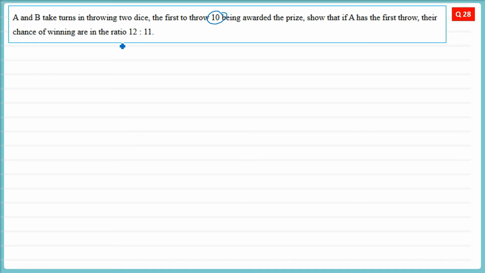Now we are going to do this question in a different way. If you remember, we have already completed a question with 9:8 ratio. But here this is the set of getting a 10.